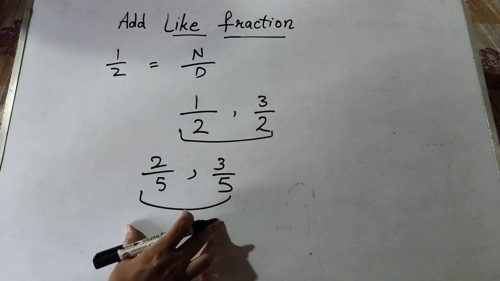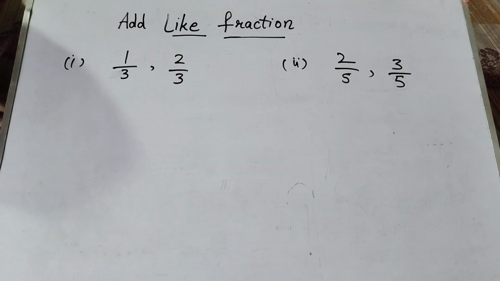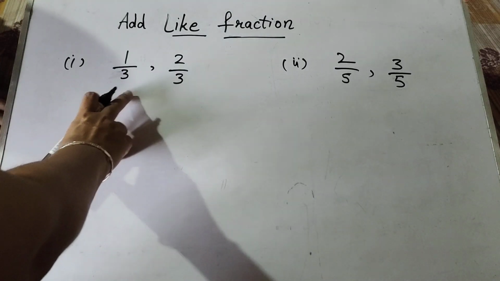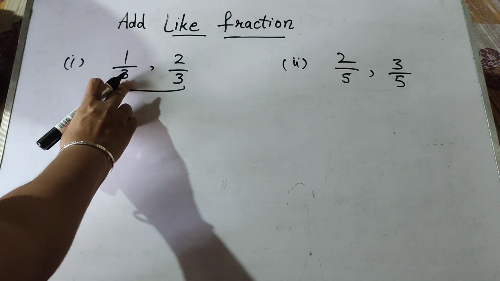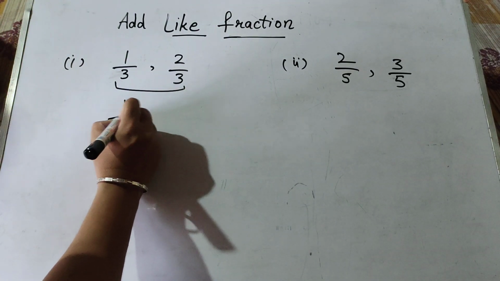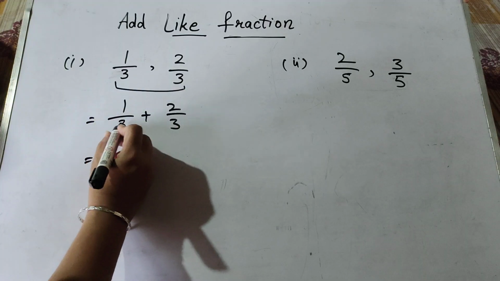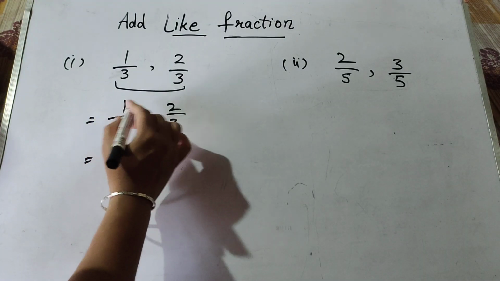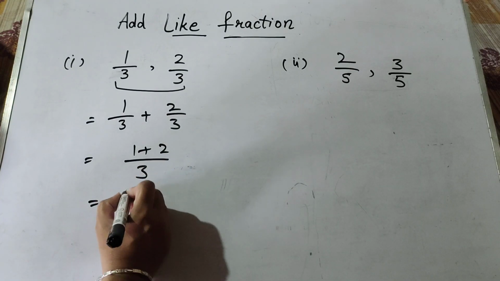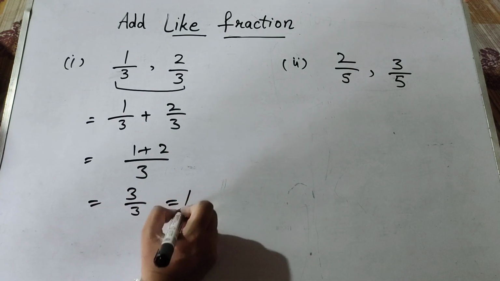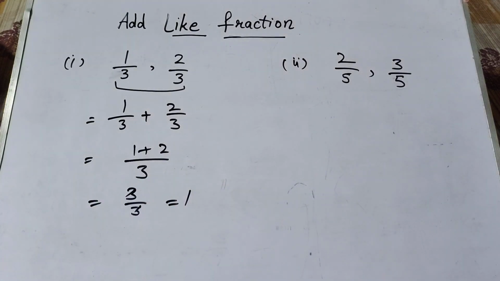Now we discuss how we add these fractions. So in this question there is 1 over 3 and 2 over 3. Both are like fractions because their denominators are equal. We add these fractions. 1 over 3 plus 2 over 3. Their denominators are equal, so we write here 3, and 1 plus 2. It is equal to 3 over 3, and it is equal to 1. 3 cancels with 3, on the table of 3 we cancel them, we get the answer 1.